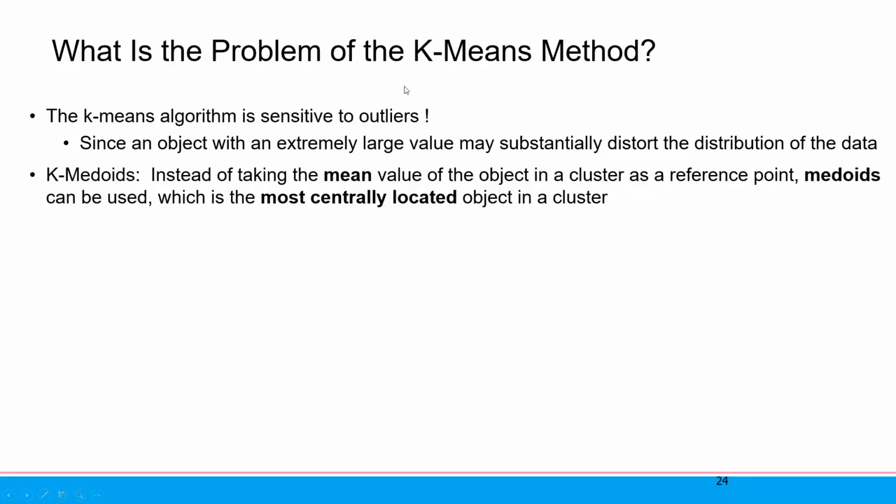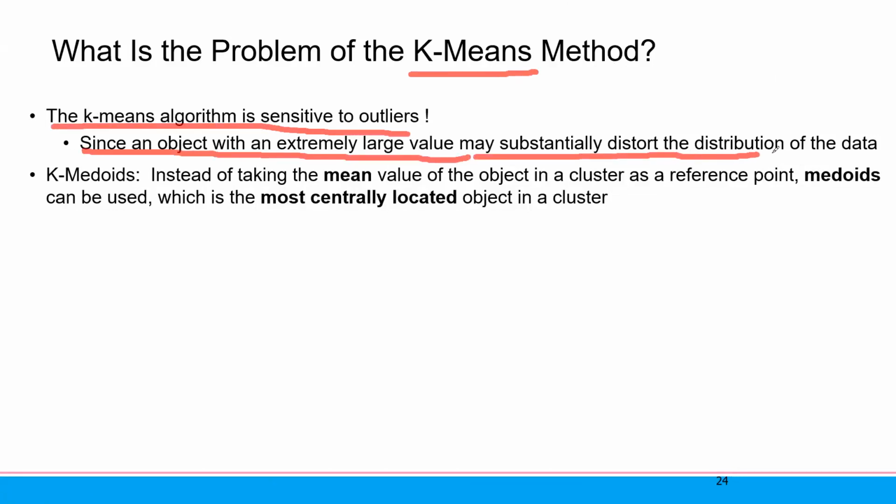What is the problem of the K-means method? Last Thursday we learned about K-means. The K-means algorithm is sensitive to outliers, since an object with an extremely large value may substantially distort the distribution of the data.